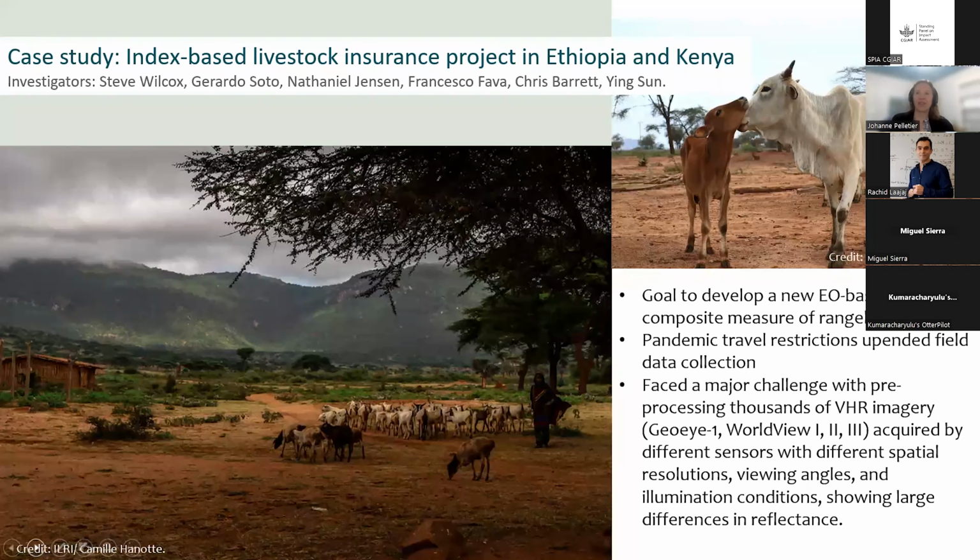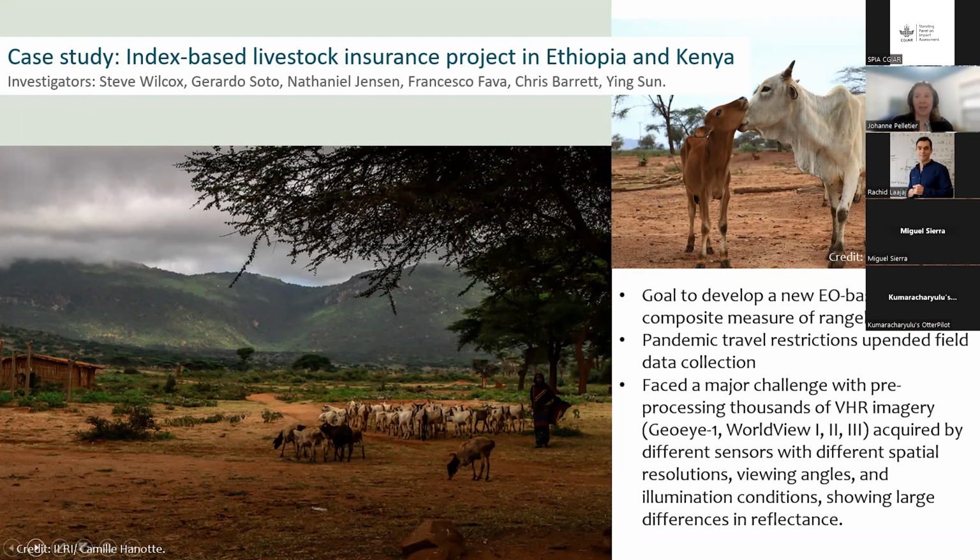The project faced a challenge because during the pandemic, they had planned their field work and that was completely stopped because of the pandemic travel restrictions. So they had to adapt to these restrictions, and they used previously collected geolocated photographs to observe the ground condition. They also got information through their collaboration with the US Department of Agriculture. They were able to acquire thousands of very high resolution imagery from GeoEye-1, WorldView-1, 2, and 3.